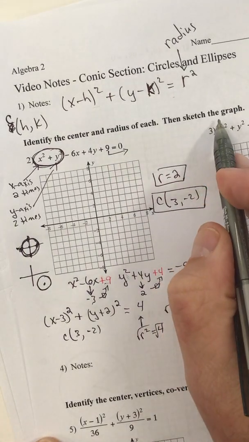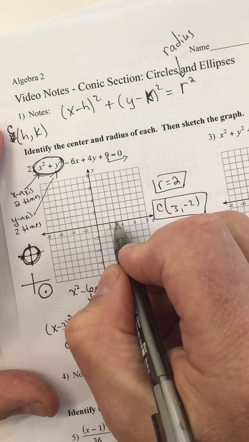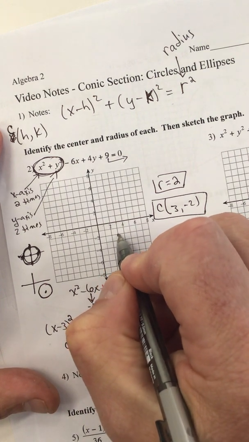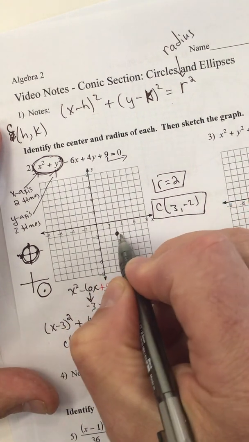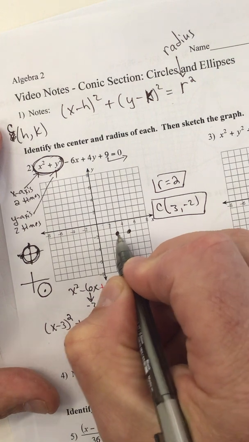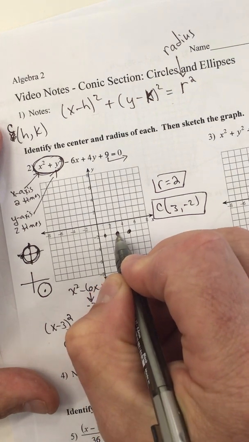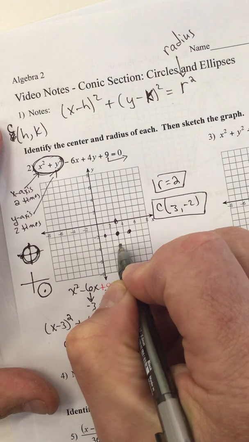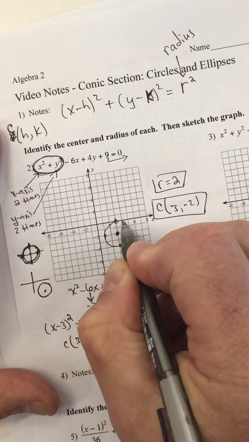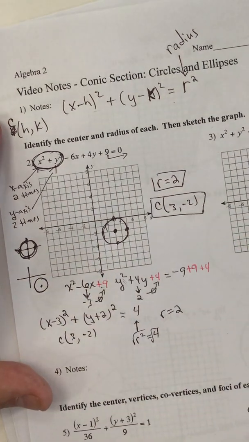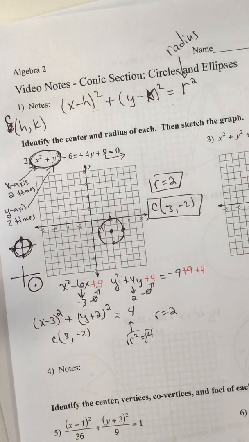And then sketch the graph. Okay, 3, -2. 1, 2, 3, 1, 2. So right there's the center. Now radius 2 means it's going over 2, and then over 2, and then up 2, and then down 2, and then we can sketch the circle through those. Okay, that's the process.